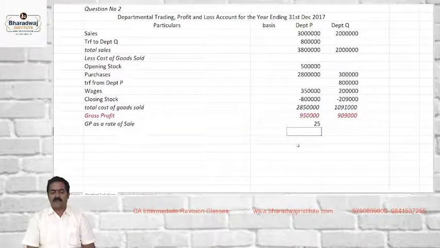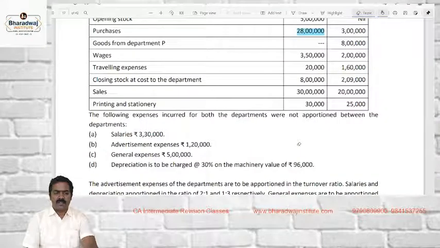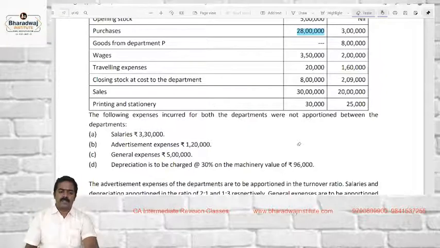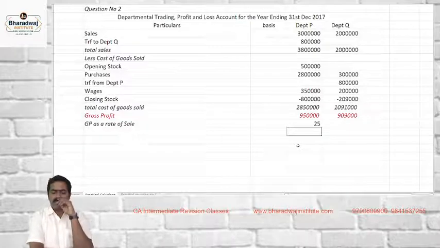What are the expenses given? Look at the adjustment. What are the expenses given? Traveling expenses, direct. Salary, advertisement, general expenses, depreciation. You charge and allocate as per the instruction given.